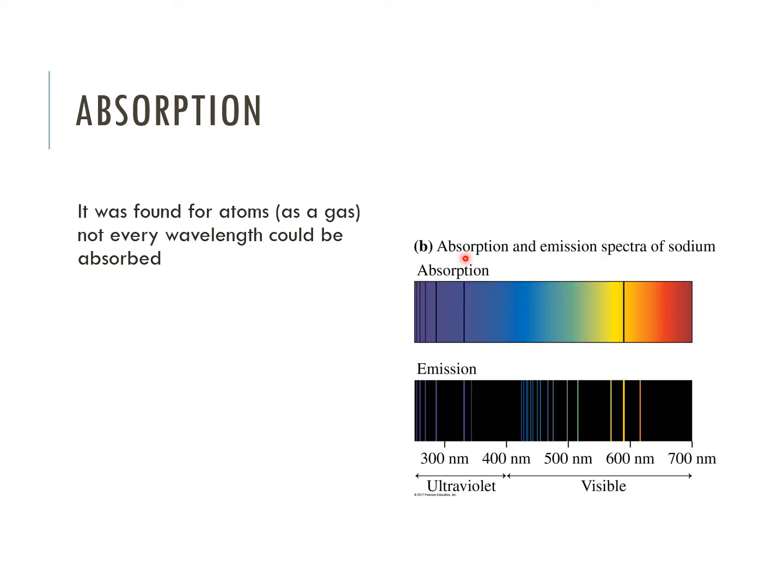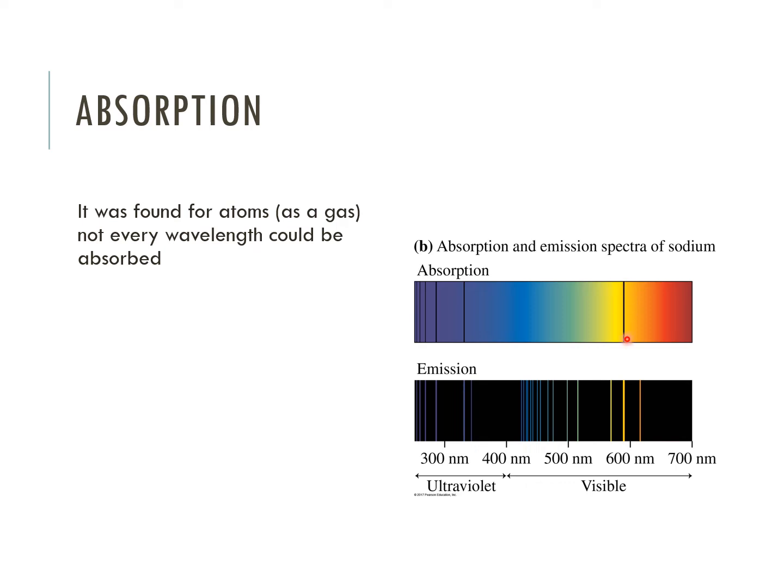Here we have the absorption spectrum of sodium. This is the visible spectrum. We have red on the right and a purpley color on the left. These black bars correspond to the wavelengths that sodium can absorb. Below, I guess this purplish stuff is supposed to be ultraviolet, but anyway, this is what is absorbed.